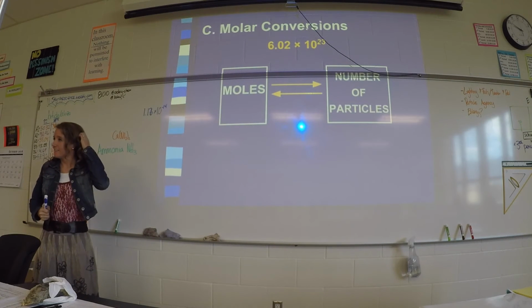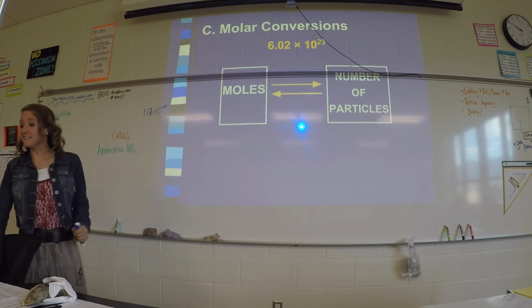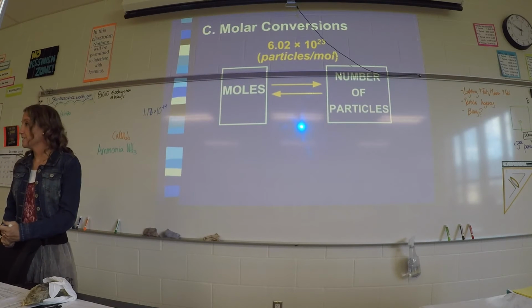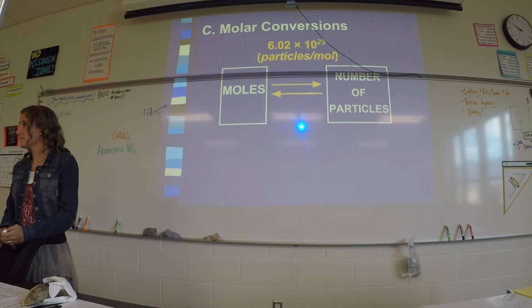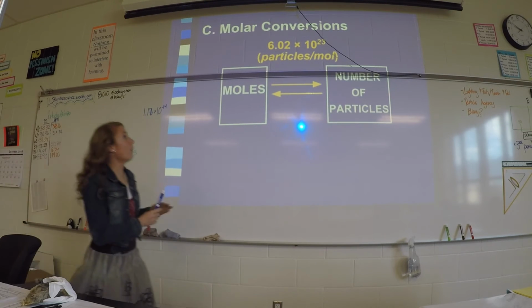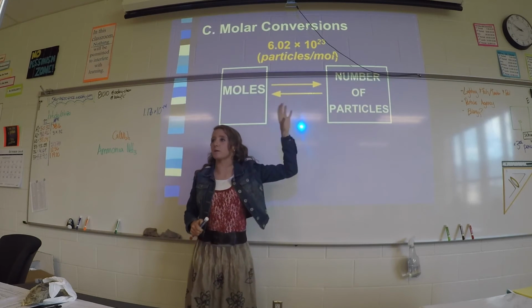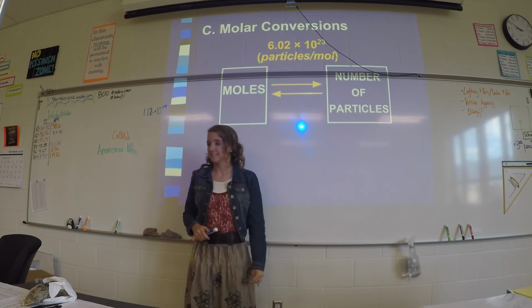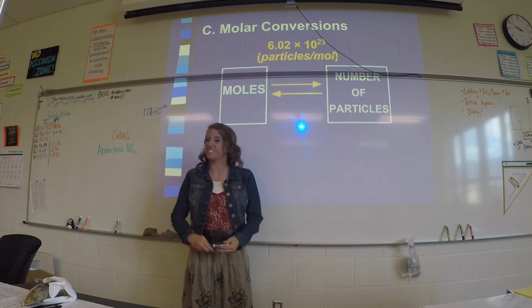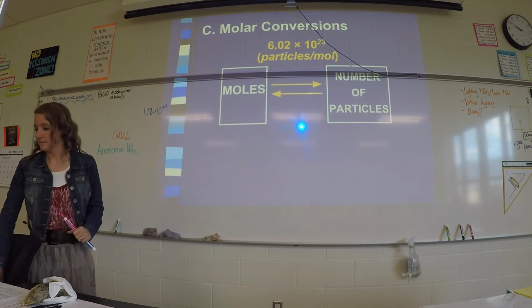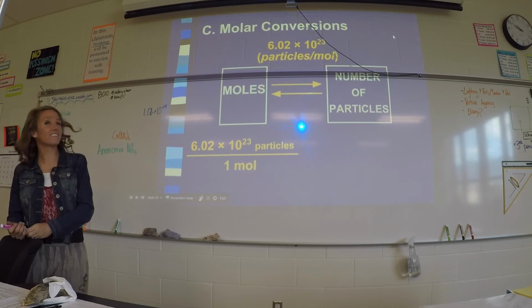Wait, how do you know that? Because by definition, that's what a mole is, right? That's how many things. I thought the 6.02 was 1 mole though. So 1 mole equals 6.02 times 10 to the 23 of something. It can be really anything, right? Because it's just a counting number. Okay, also known as Avogadro's number.